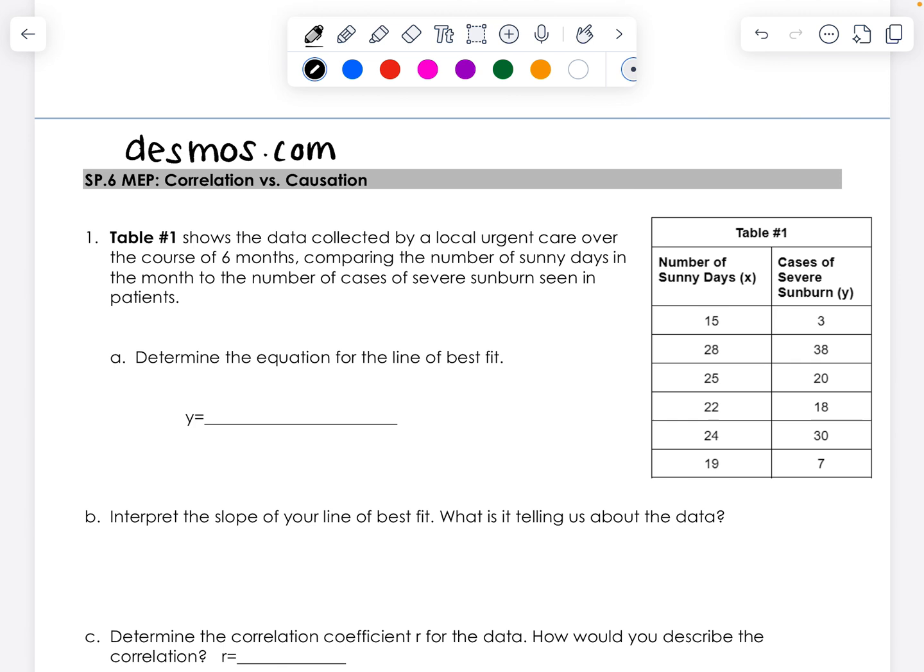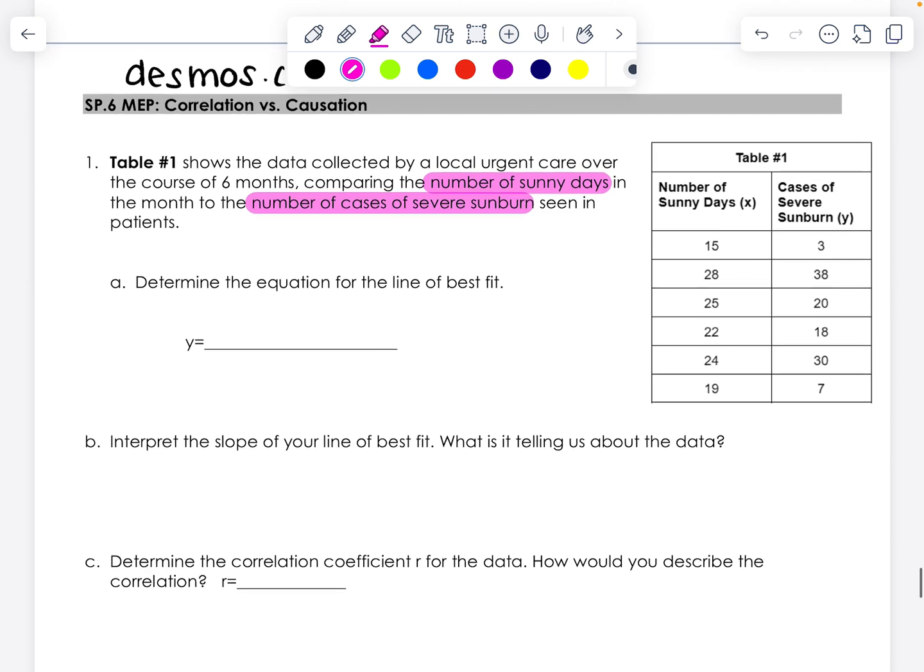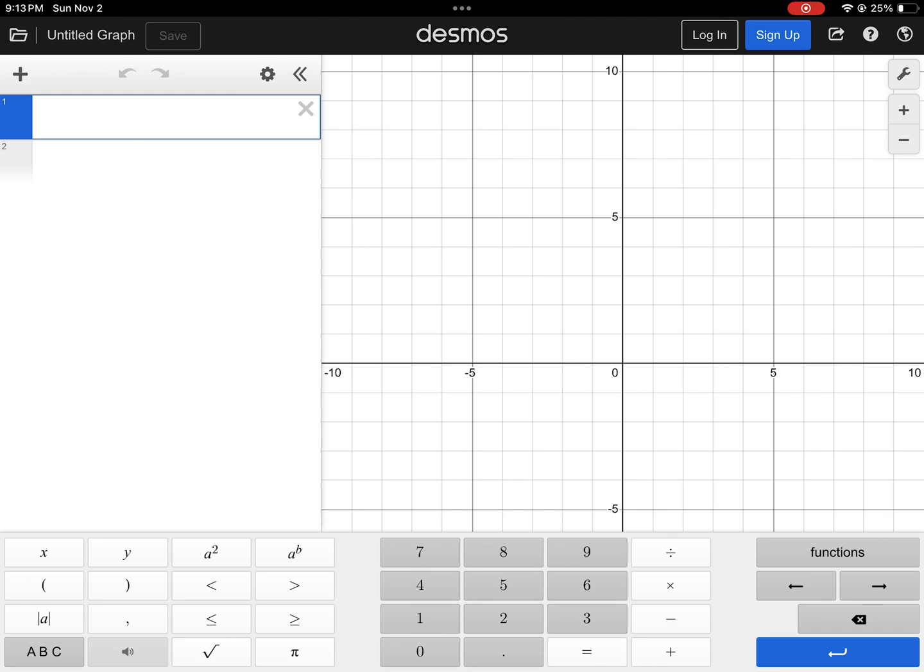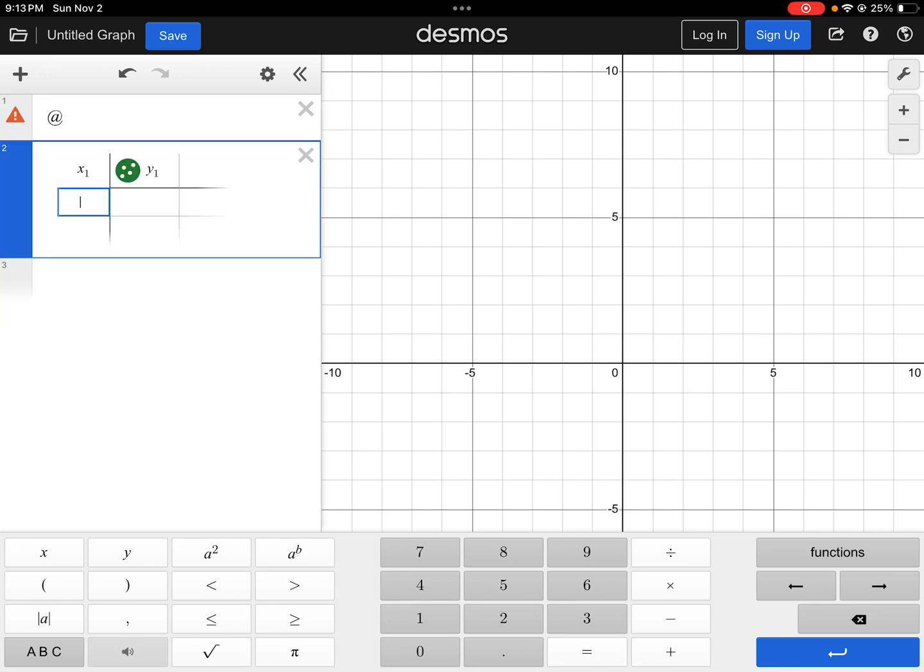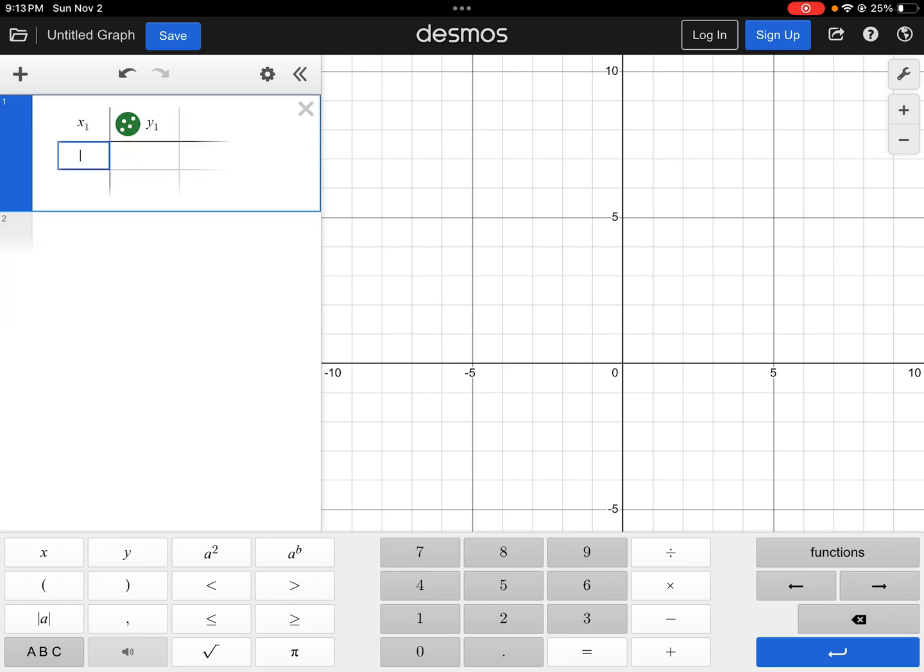All right, so number 1 says, Table 1 shows the data collected by the local urgent care over the course of 6 months, comparing the number of sunny days in a month to the number of cases of severe sunburn seen in patients. We need to find the line of best fit and eventually the R value. So to do that, we're going to enter this table in Desmos. So once you're on Desmos, remember you're hitting the plus sign, and then you're selecting table. And then we're typing those values.